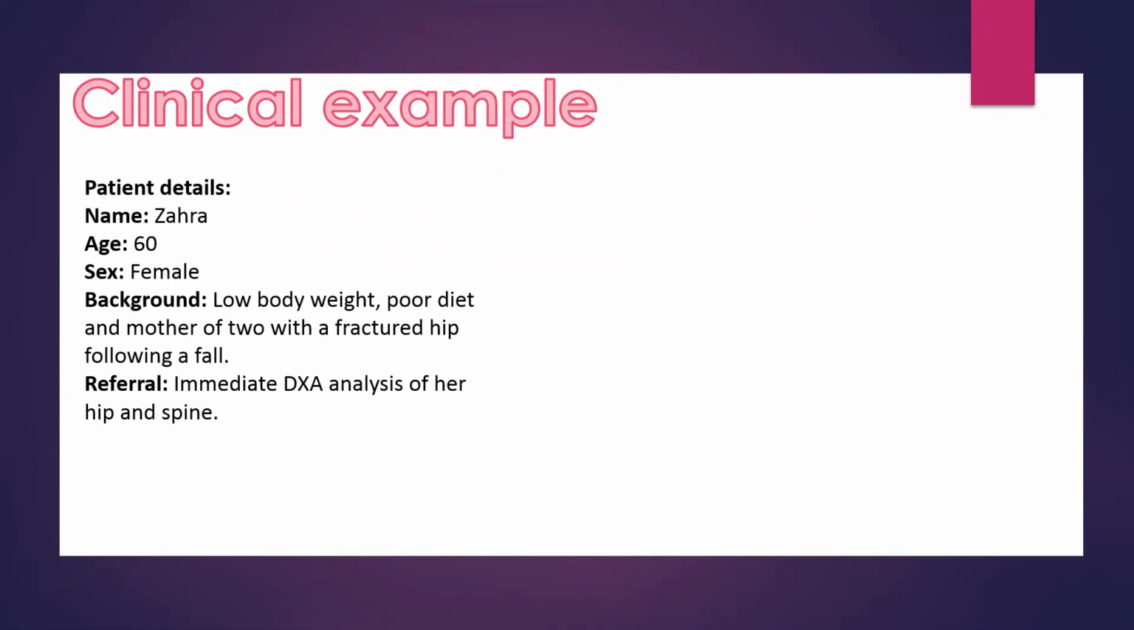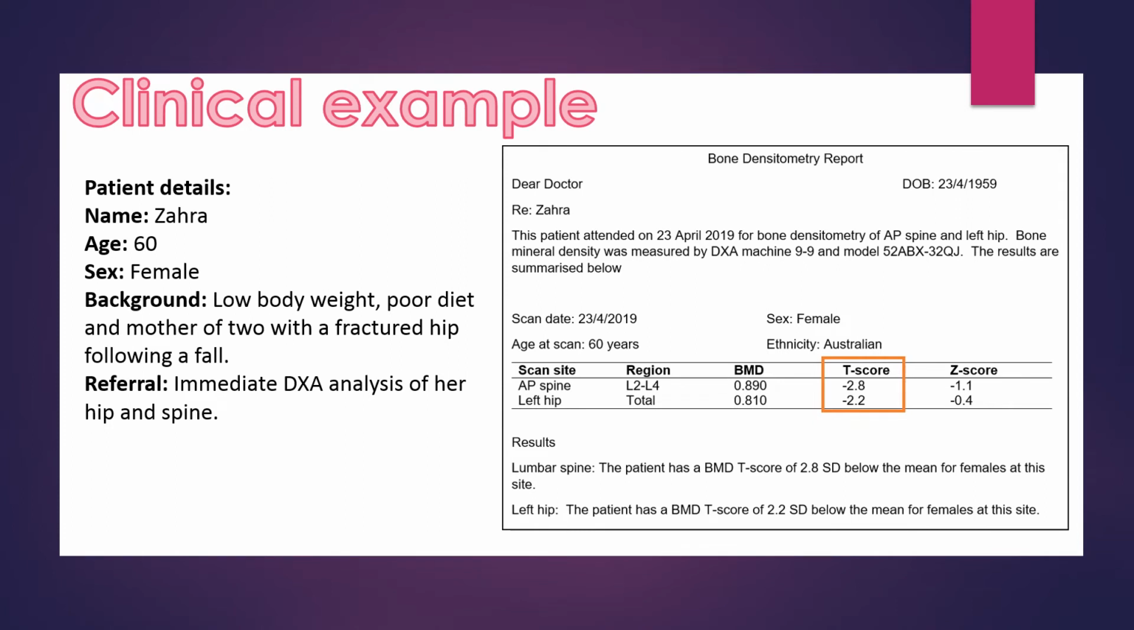We'll now look at a clinical study. We have Zara, a 60-year-old female with low body weight, poor diet, and mother of two, who's fractured her hip following a fall. We'll refer her for immediate DEXA analysis of her hip and spine. The results are as follows. Zara has a T-score of -2.8 at the hip and -2.2 at the spine. Recommended treatment is osteoporosis medication, calcium and vitamin D supplements, and a strong exercise regime.